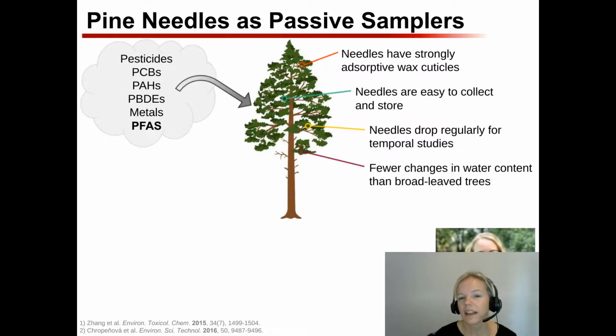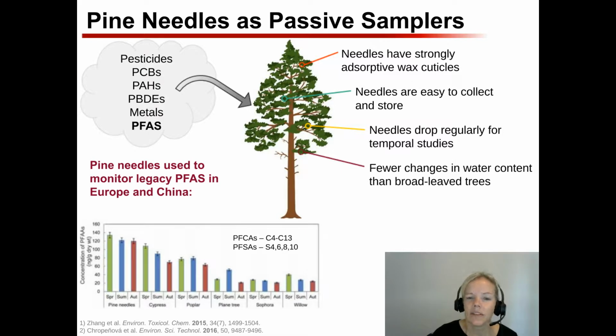And so we thought that we would like to use pine needles as passive samplers for these PFAS. The reason we thought about pine needles is some work had been done on a few species of PFAS. What they've seen is that pine needles have very waxy needles, and the wax likes to bind up the contaminants in the air. So they've used them for pesticides, PCBs, PAHs, PBDEs, metals, and a few PFAS. Because we have this extensive library now, we wanted to see if we could go further than just a few PFAS. Could we see more?